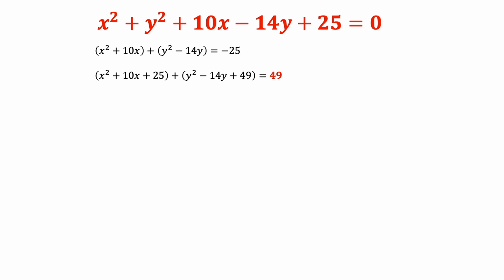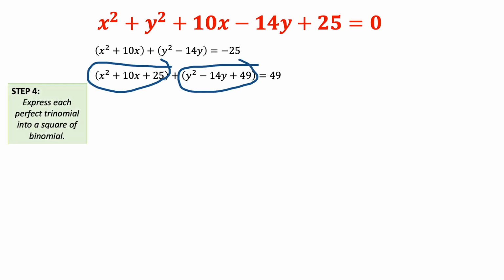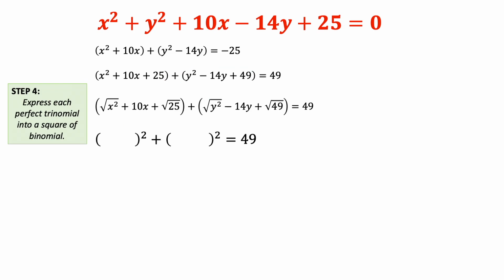As you can observe, the left side of our equation is adding two perfect square trinomials. We will express these perfect square trinomials into square of binomials in step number 4. To do this, we will get the square roots of x squared, 25, y squared, and 49. The square root of x squared is x. Then, the square root of 25 is 5. The square root of y squared is y, and the square root of 49 is 7.